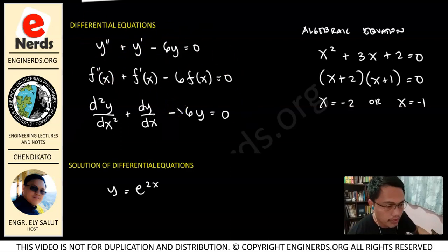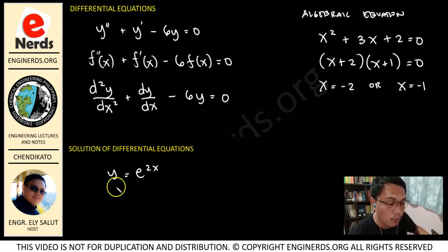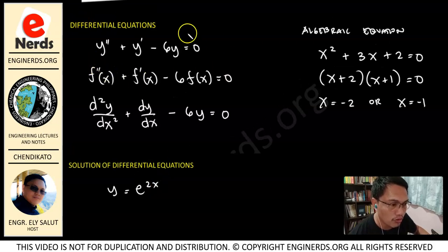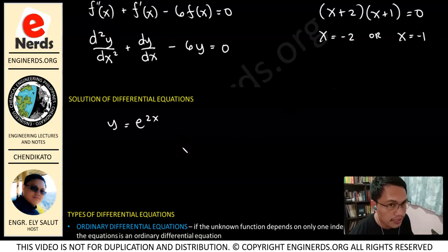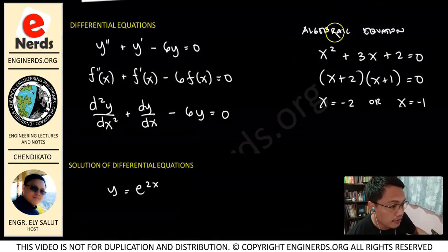Like I said earlier, the solution of our differential equation is not a number but a function. So we have a function here which is y is equal to e to the 2x. What I will show you is whether this y is equal to e to the 2x is a solution of this differential equation. So how are we going to do that? I'm doing this to show you the difference between an algebraic equation and a differential equation, because when we solved the algebraic equation, our answer was a number.